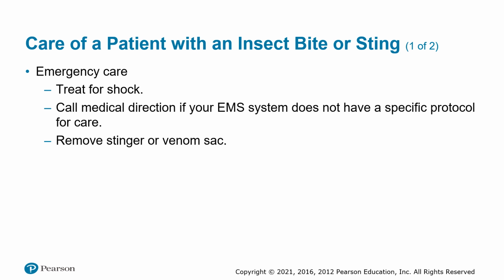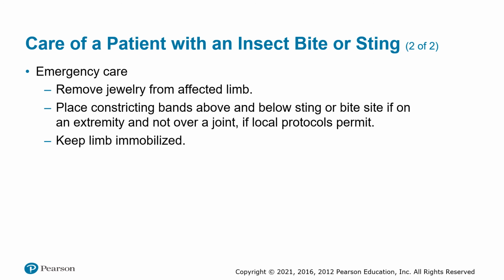Okay, so we're going to treat for shock, call for med control, and remove the stinger or venom sac if you can. Remove any jewelry from the affected limb. Place constricting bands above and below the sting or bite site if on an extremity, and never over a joint, if local protocols permit. And then keep the limb immobilized.